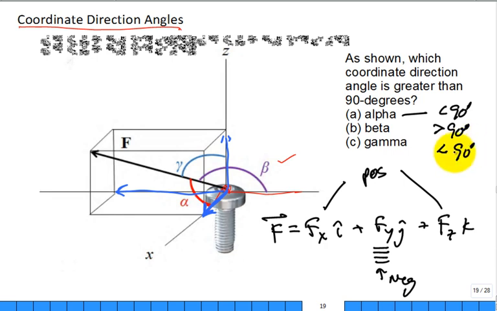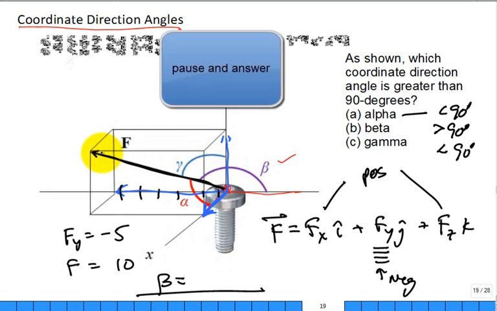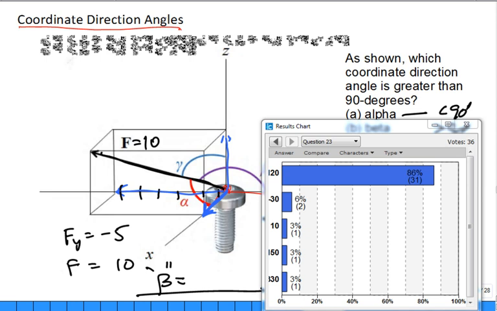Does that make sense? Let's say that I'm just going to have a calculator test here. I say that F of Y is negative 5 and F, the total, is 10. What would be beta? Can you calculate beta for me? If F of Y was moving backwards 5 and this is 10, can you calculate what beta would be? All right. Pretty good, 120, isn't it? So the coordinate direction angle is 120 degrees, correct?